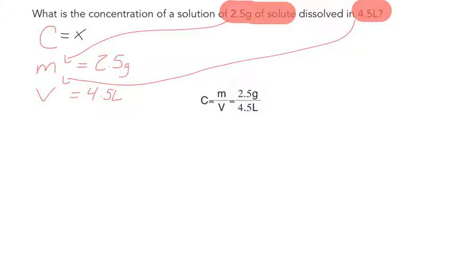So now we're going to go ahead and do our division. We have to do 2.5 divided by 4.5, and we get an answer of 0.56 grams per liter. So in the next question, we're actually going to be working backwards in the sense that we'll be given the concentration and we're going to have to look for the mass of our solute.